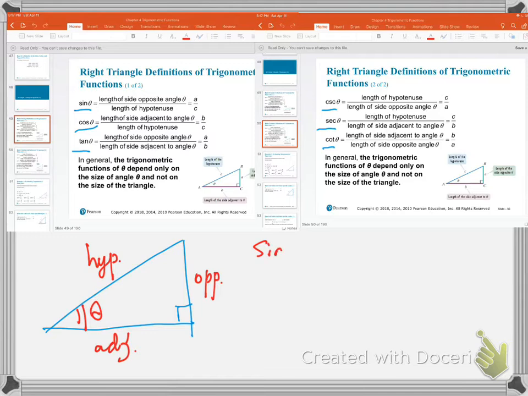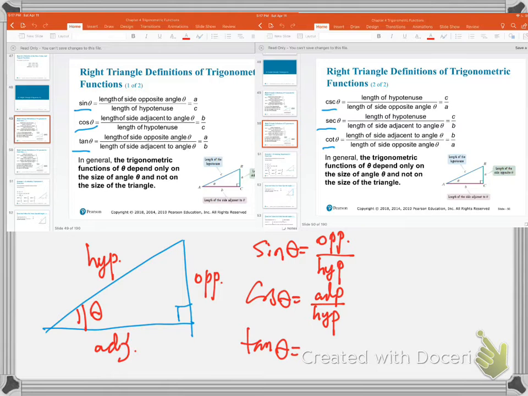So what's sine? Sine is opposite over hypotenuse. Cosine of the angle is adjacent over hypotenuse, and tangent of the angle is opposite over adjacent. This is how I remember the definition of trig functions in a right triangle.